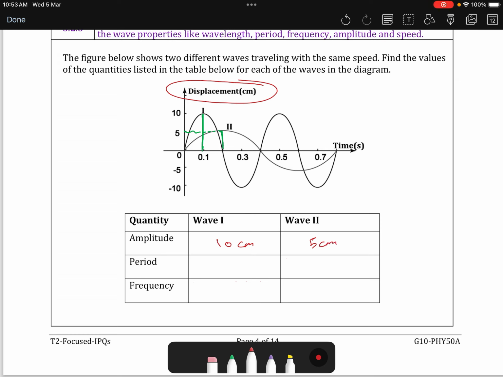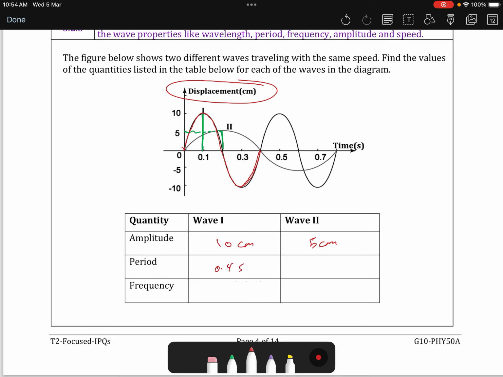Again, the period is the time needed to complete one wave. So let's look at wave 1. This is the time, the period. This is one wave. Where is the time? The time is on the x-axis. So we can say 0.4 is the time needed to complete one wave, or one oscillation, or one cycle.